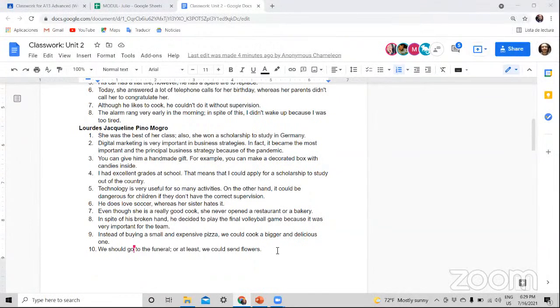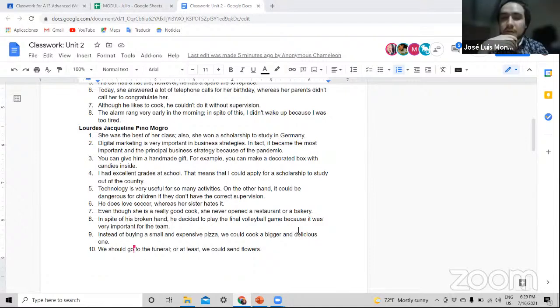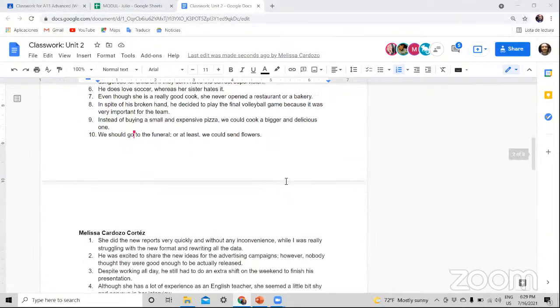Okay. Instead of buying a small and expensive pizza, we could cook a bigger and delicious one. Okay. And we should go to the funeral, or at least we could send flowers. Good, very good, great. I see the phrase at the beginning, the complete idea in the second part, right? And the two complete ideas in the second example with or, right? Which is working as a fanboy. I see no mistakes over there. It's working very good, Lourdes. I don't know if you have any questions related to these kind of words. No, teacher, everything is clear.